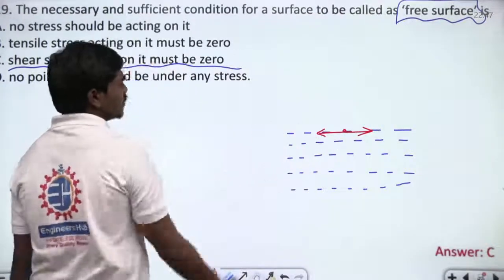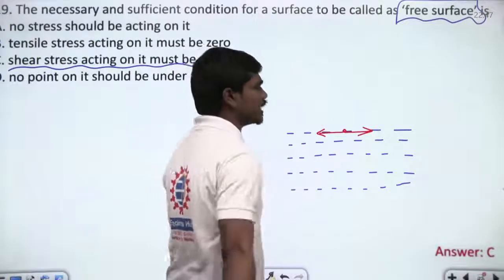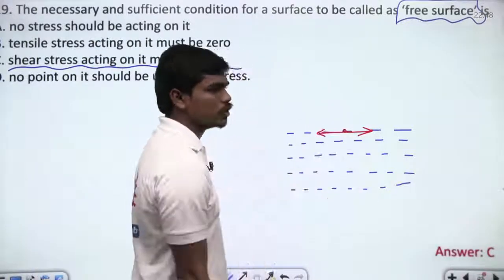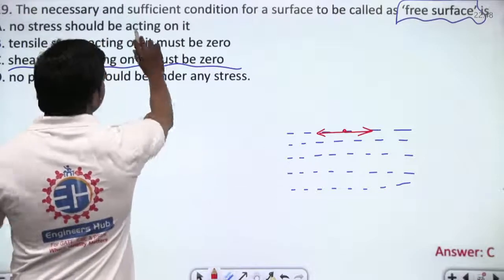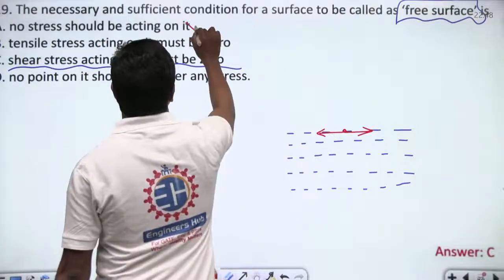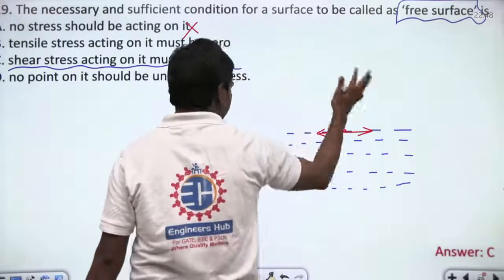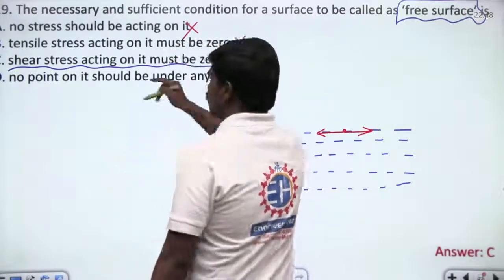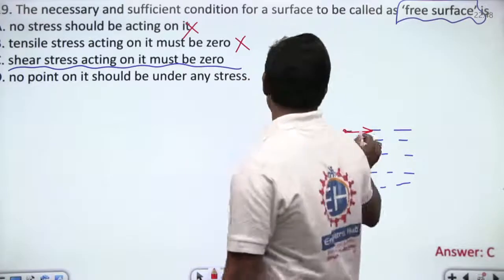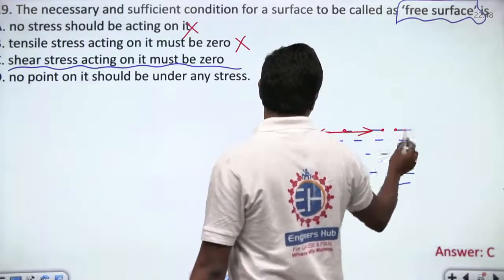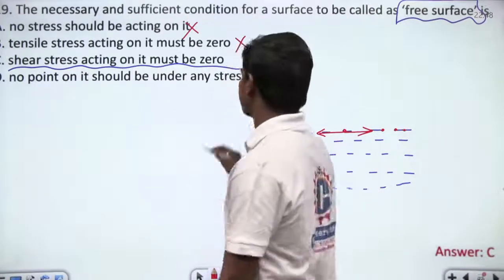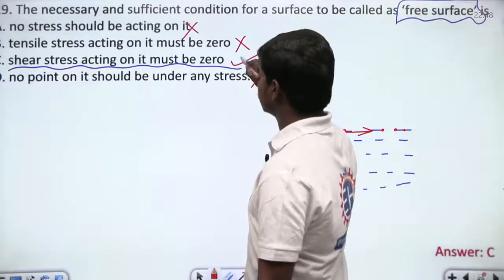But if this has to be a free surface and if this has to be stationary, then definitely shear stress should not be there on the surface, correct? No stress should be acting on it. No, there will be some tensile stress. So this is wrong. Tensile stress acting on it must be 0? Need not be, because of the surface tension forces, correct? No point on it should be under any stress? No, every point on the surface is under tensile stress. So this point is also wrong, but this shear stress should not be there.